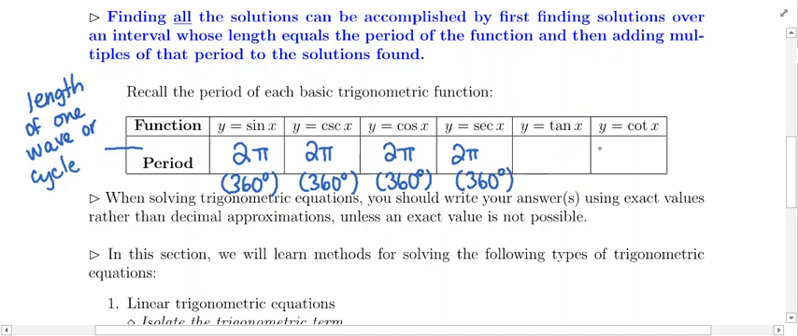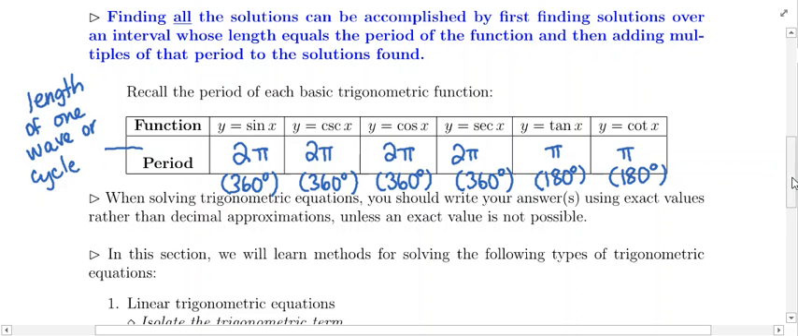The only two that are going to be different are tangent and cotangent. To complete one cycle of tangent, it only takes pi radians or 180 degrees. And so then cotangent is 1 over tangent, so it will have the same period. Okay, so keep these in mind if you've forgotten them.